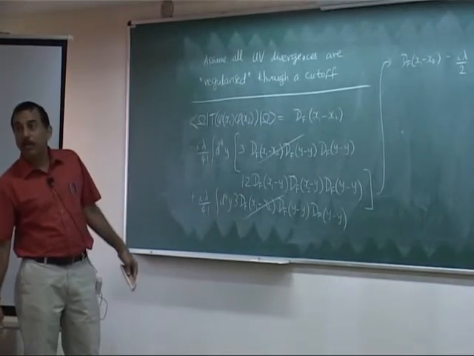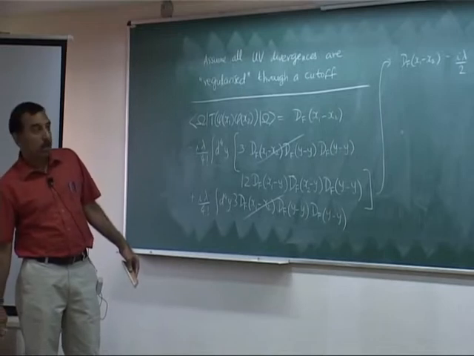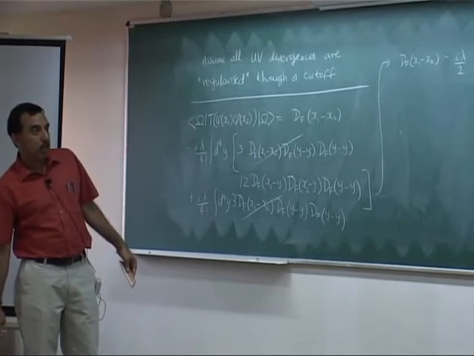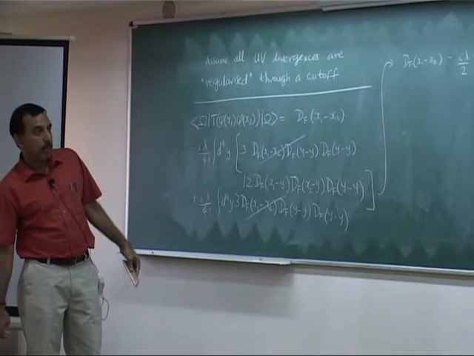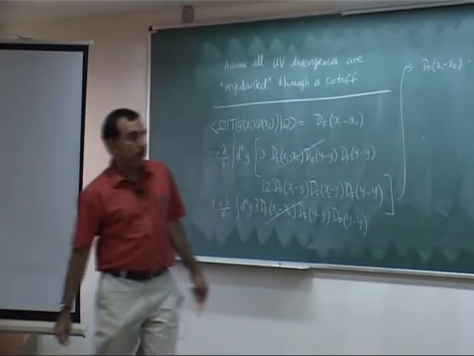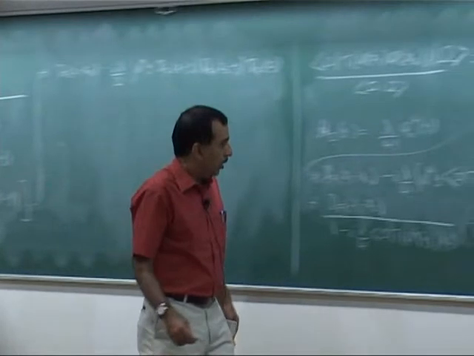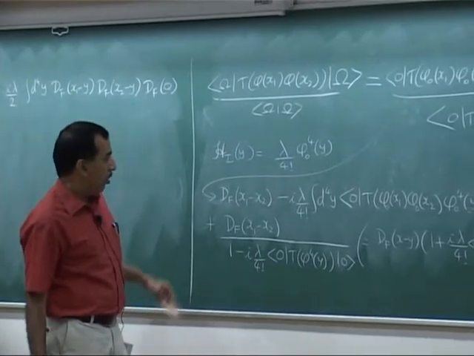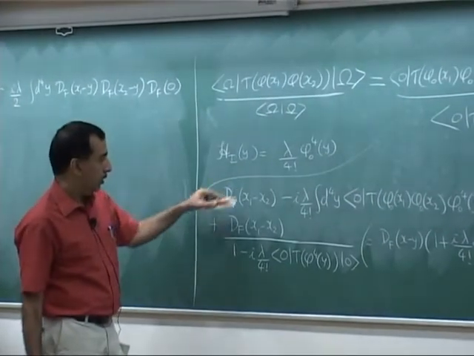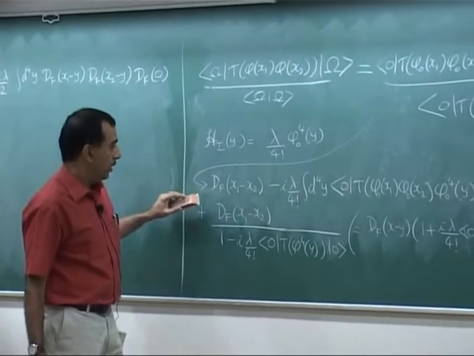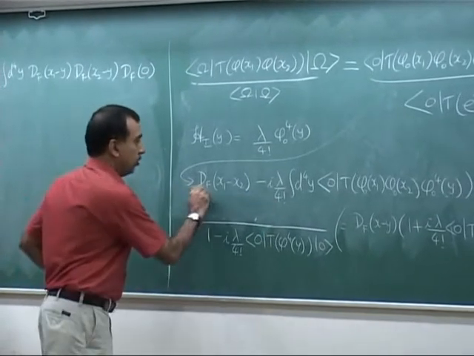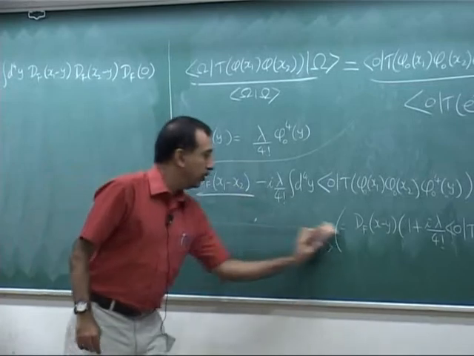Sorry, I didn't understand. Also, I have a. We also have the term Df of x minus y. I'm sorry. I think I made a mistake because this we have counted twice. It's the same term. So actually this term is over this denominator.